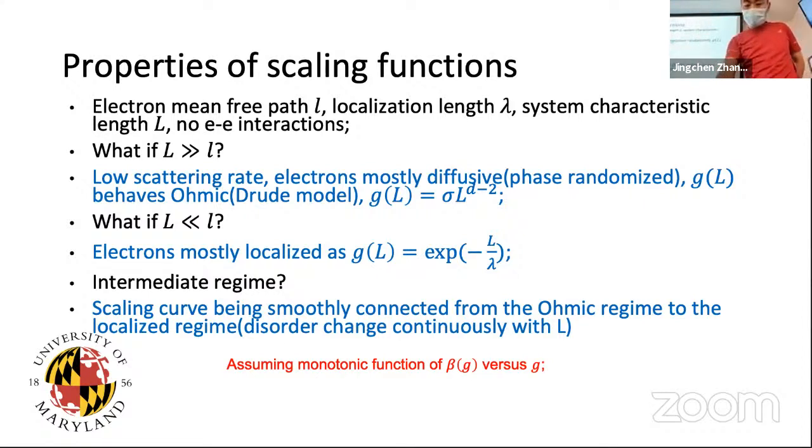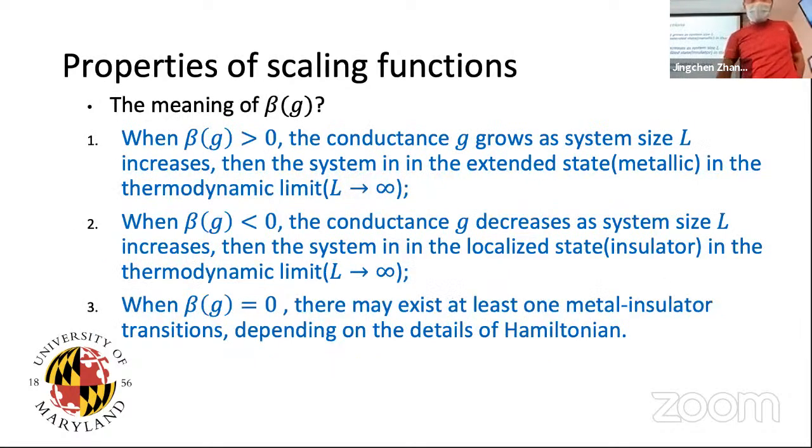So after that, we're going to explore some of the physical consequences. If beta is greater than 0, the conductance will grow as the system size increases. When L is very large, we call it the thermodynamic limit. Then G will grow to some very large number, or to infinity. Then we say the system is in the extended states.